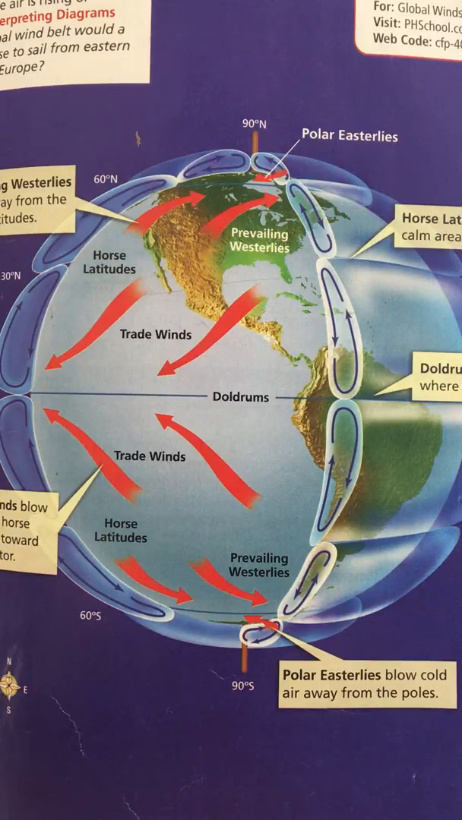A sea breeze or a lake breeze is a local wind that blows from an ocean or a lake. Figure 7 on this page shows an example of a lake breeze.